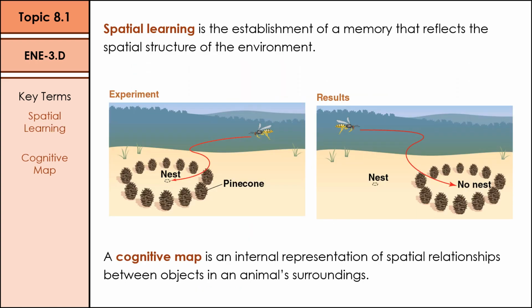We can also talk about spatial learning. So spatial learning, if you think of spatial, space, the environment around you, being able to identify, oh, I have this on my desk, or I have this in my locker. We have a memory of the spatial structure of our environment. And usually this involves the development of what we call a cognitive map. It's an internal representation of the relationships in space between objects and your surroundings.